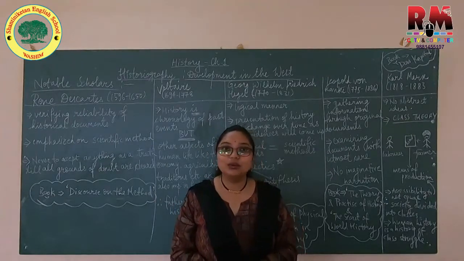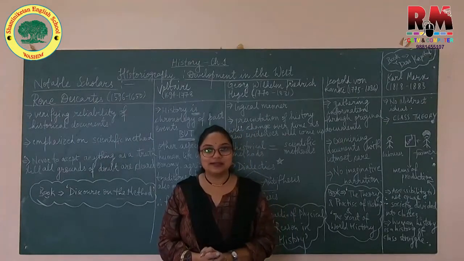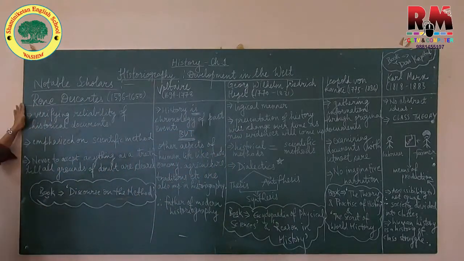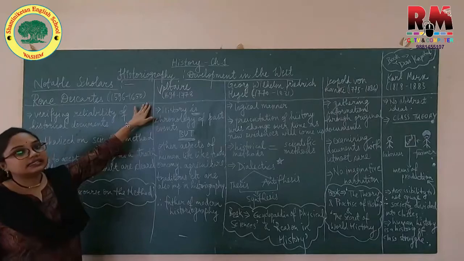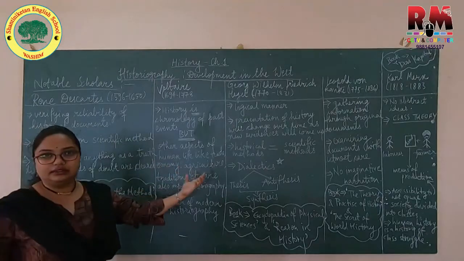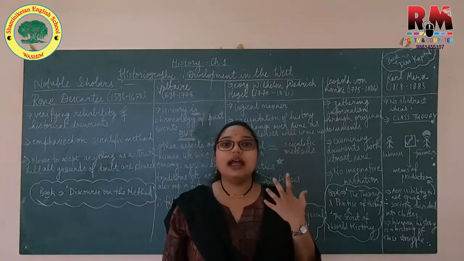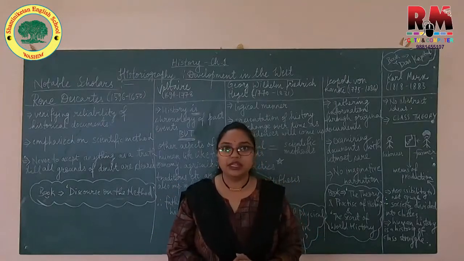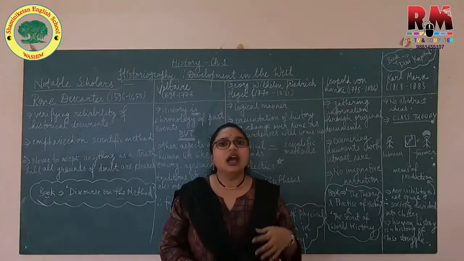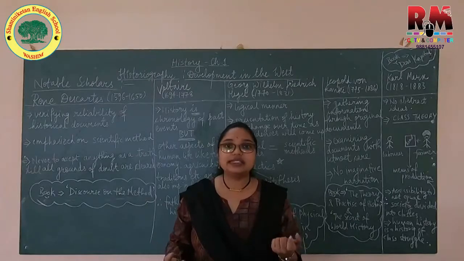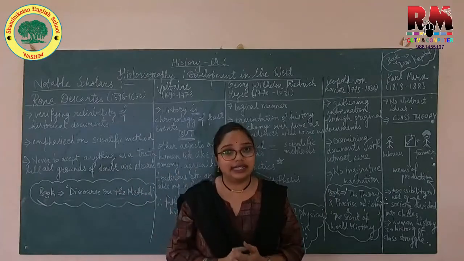So now let us move on with the next part, that is notable scholars. Our first scholar is René Descartes. The life period of this scholar is from 1596 to 1650 CE. Now, all these scholars, children, in some way or other are talking about the application of scientific method to historiography. This is what they are telling us about. The different scholars are telling it in a different manner. Alright, so we will see step by step what these different scholars are telling us.